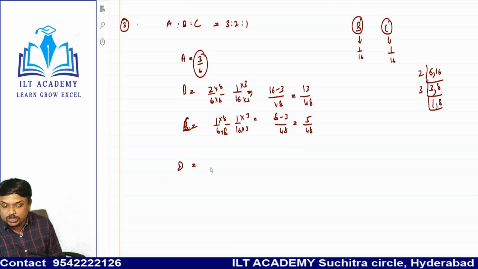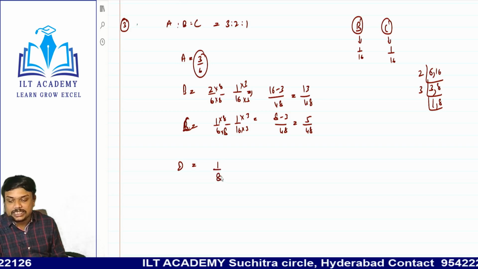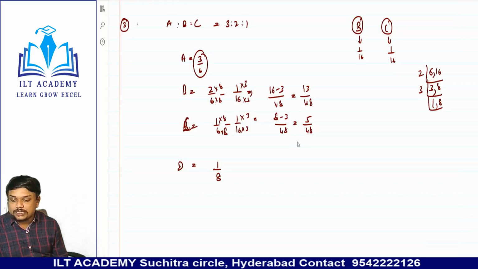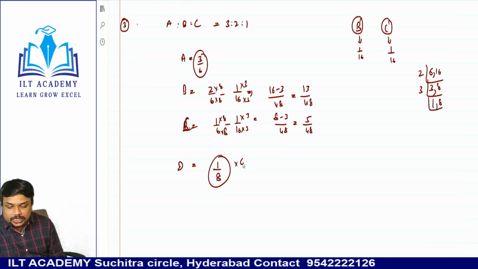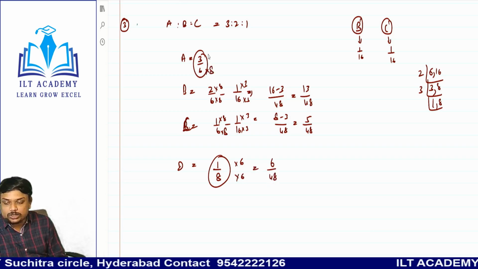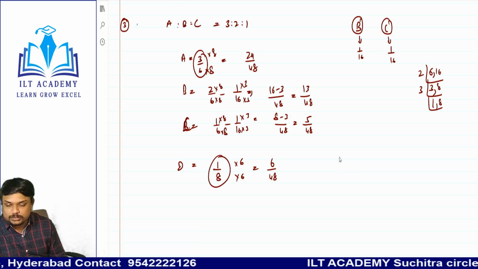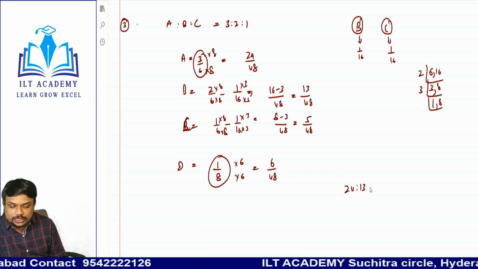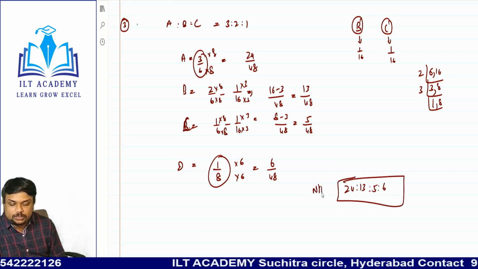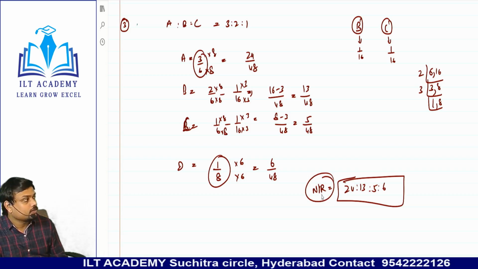And D's ratio is what? D was admitted for 1/8 share. Now see, to make 8 into 48, what do we do? Into 6, into 6, so 6/48. This is into 6, so into 8, into 8, 24/48. So what is the ratio? 24:13:5:6. Got it?